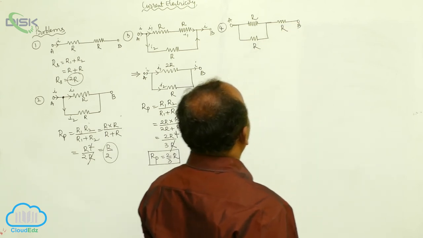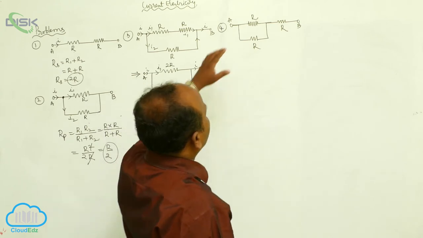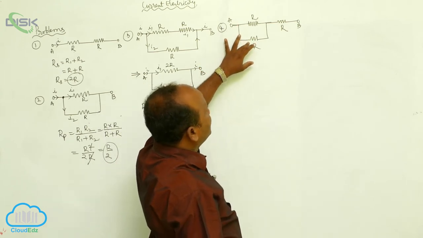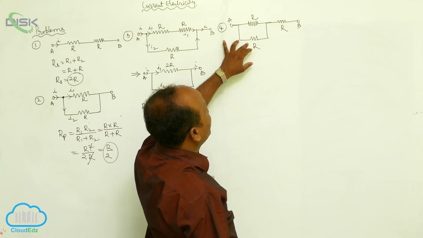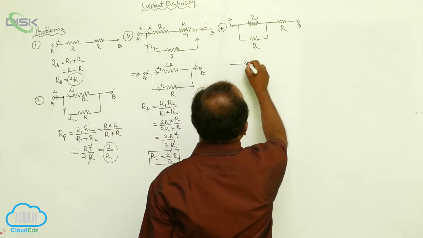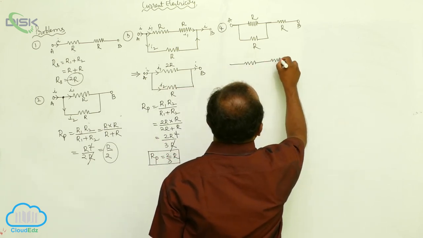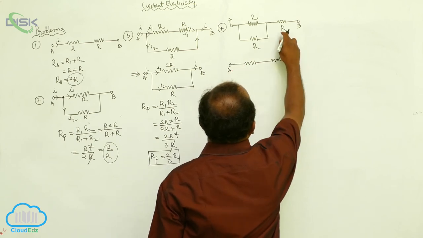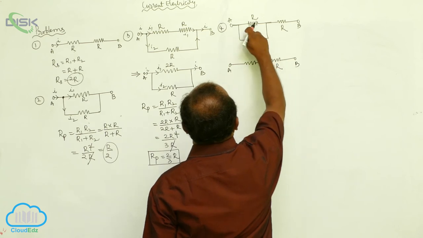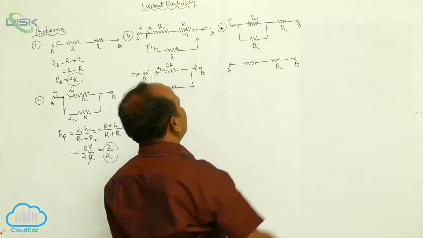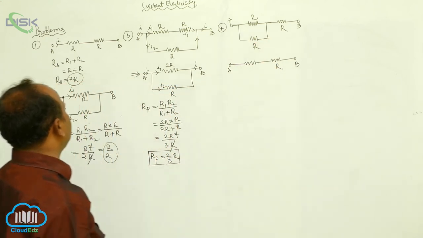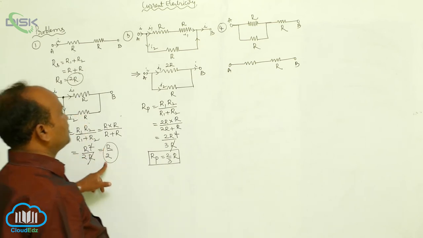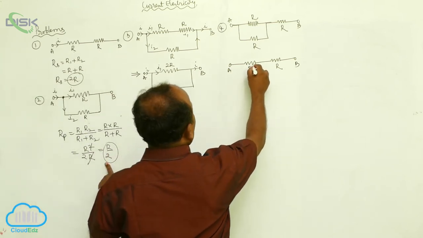Now, by observing this directly, these two, R and R, are said to be in parallel. This is called point A, this is called point B, this is represented by R. Equal resistances in parallel give R by 2. That is R by 2.